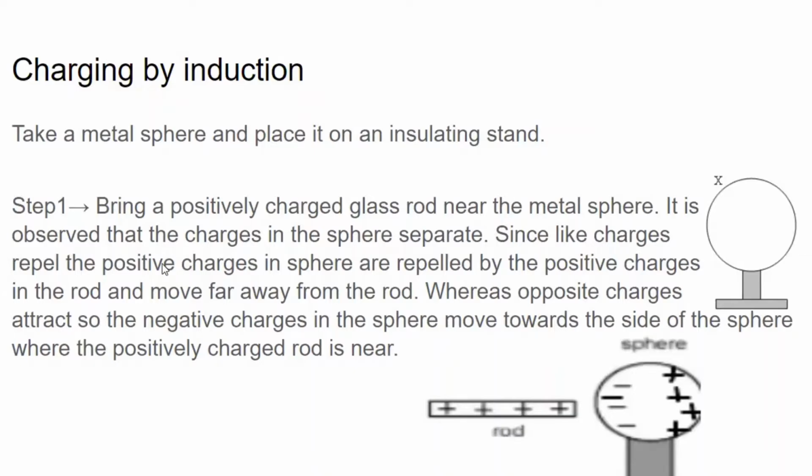Since like charges repel, the positive charges in the sphere are repelled by the positive charges in the rod and move far away from the rod, meaning they move to the right side of the sphere. Whereas opposite charges attract, so the negative charges in the sphere move towards the side of the sphere where the positively charged rod is the nearest.